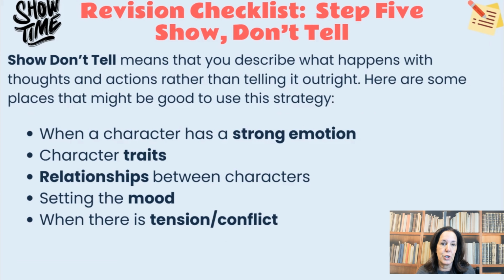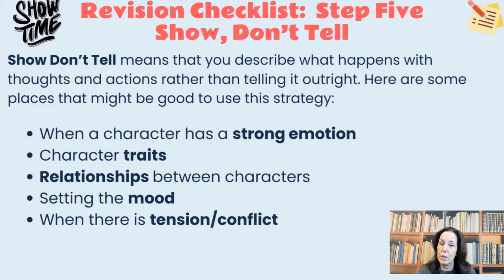Okay, step 5, show, don't tell. That means that you describe what happens with thoughts and actions rather than just stating it outright. So, for example, instead of saying, she was sad, you would say, tears began to stream down her face.